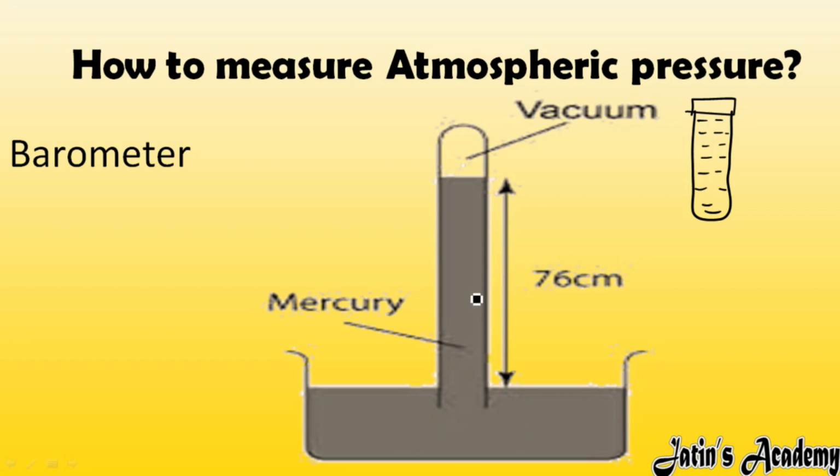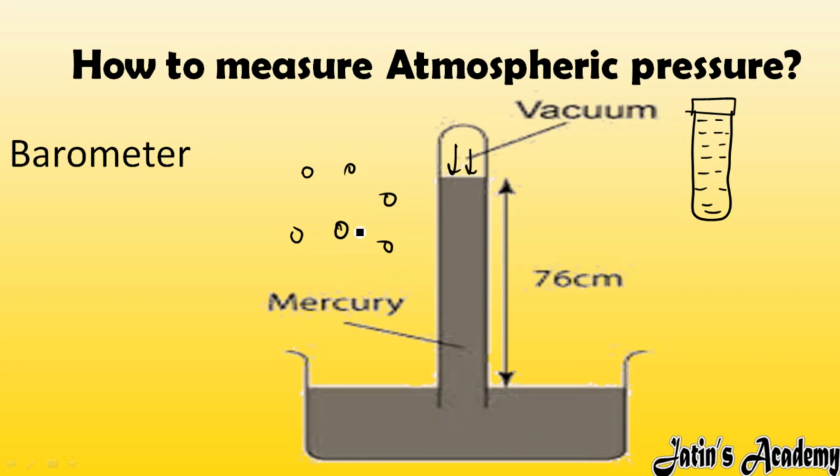See carefully. Due to the weight of mercury, mercury will move downside. Mercury is going to move downside due to acceleration due to gravity and the weight of mercury. And when mercury moves downside, a vacuum is created here, because as we know, no air particle is there in this inverted test tube. So here vacuum is created, but outside air particles are there, which means outside atmospheric pressure is higher, but inside pressure is less.